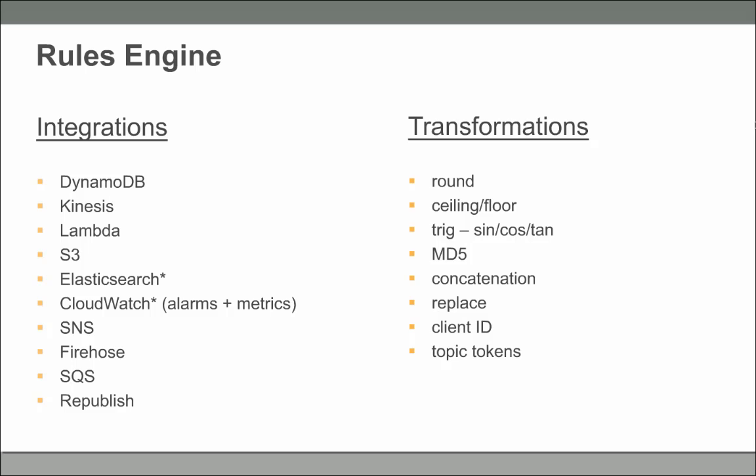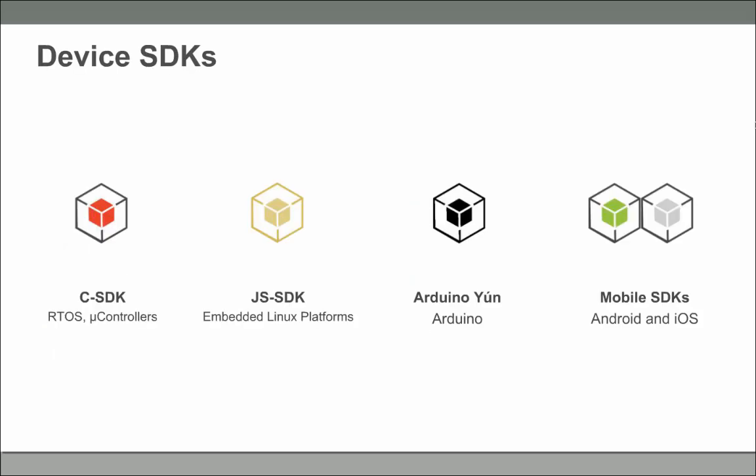I'll highlight a couple transformations on the right. These are little functions you can run right in the rules engine on your data to maybe shape it or to pick things out of it. Things like round or trigonometry functions, so you can shape the data a little bit. The bottom two, client ID and topic tokens, those are ways to grab things out of metadata, like what client was connected when this message came through, what client sent that message. Or topic tokens, in our example with buildings, you could actually select that first part of the topic, so you could actually augment the message, the payload of the message, with that building number. Some cool things you can do in the rules engine as the messages go through.